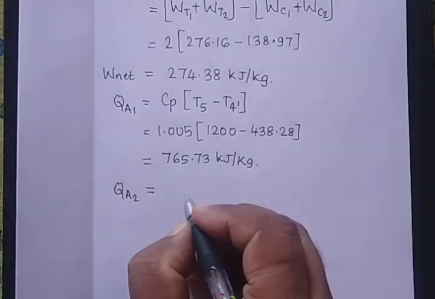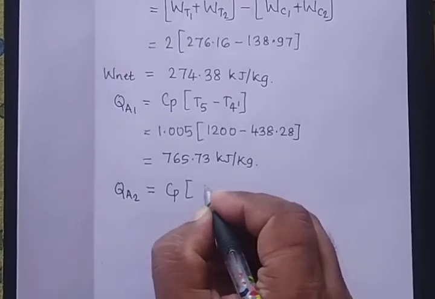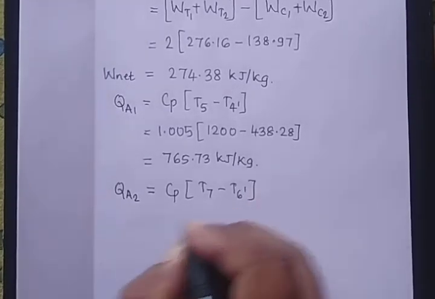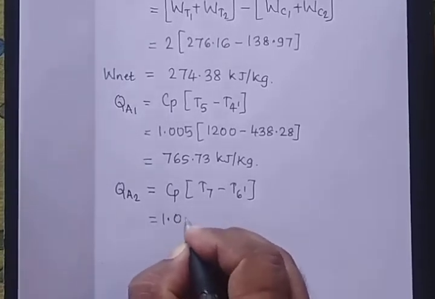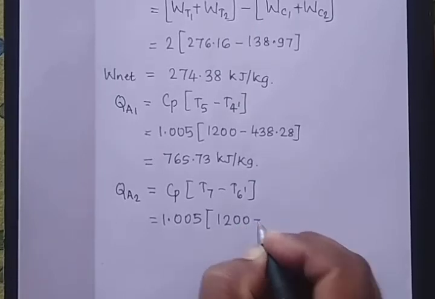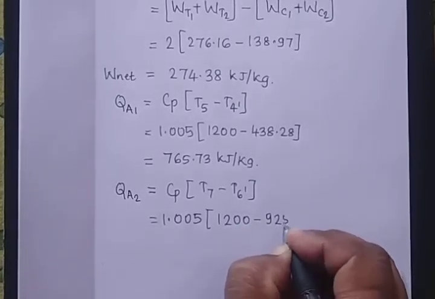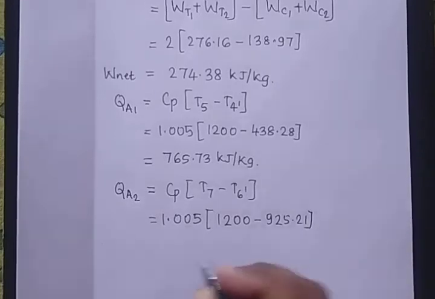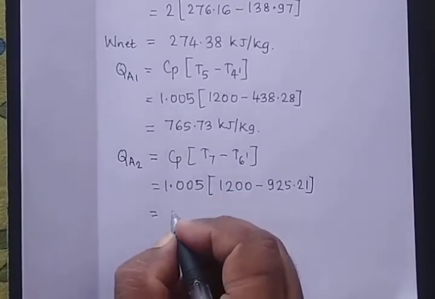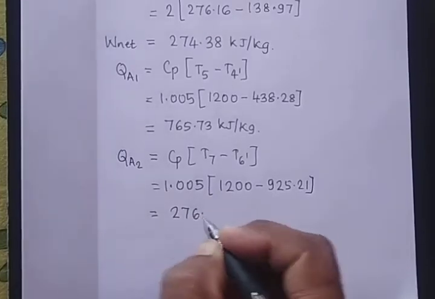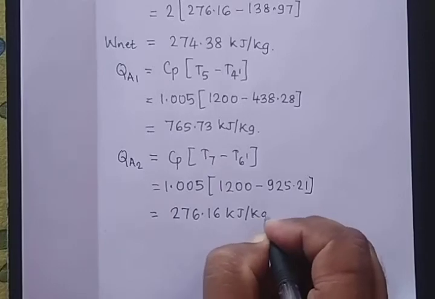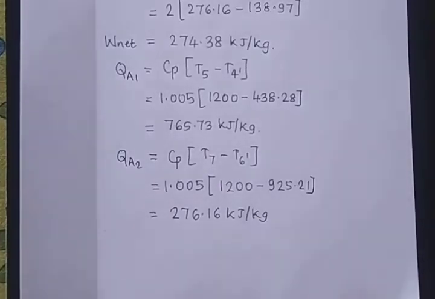So it will be Cp T7 minus T6 dash. That is, the value of Cp is known 1.005, T7 is 1200 minus 925.21. So you get the answer as 276.16 kilojoules per kg. Then find out efficiency.